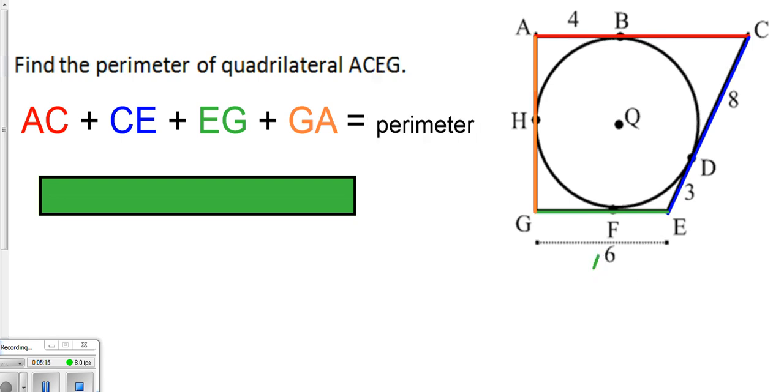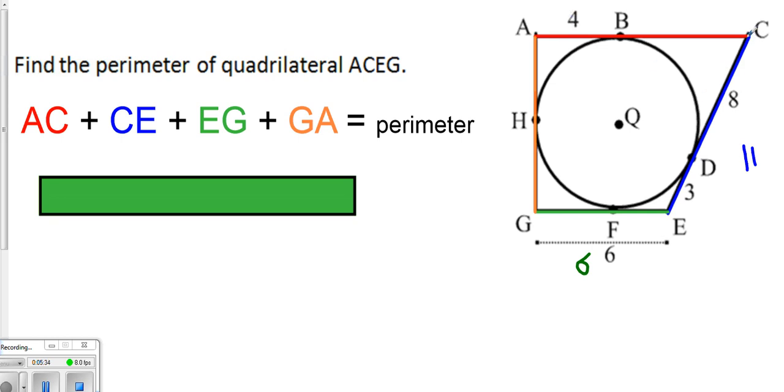There we go. Is 6. If this is 8 and this is 3, that means this one is 11. But we don't know any of these, and we only know this part is 4. So we still need to find some other pieces.